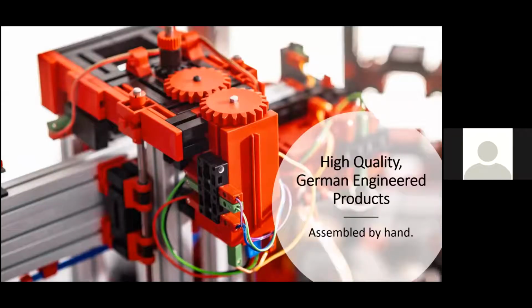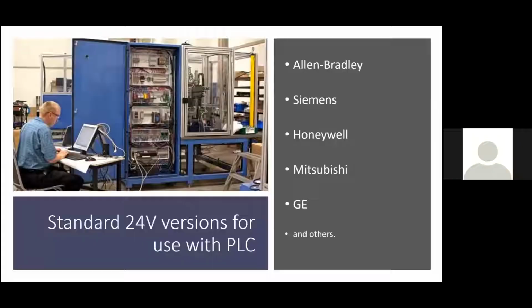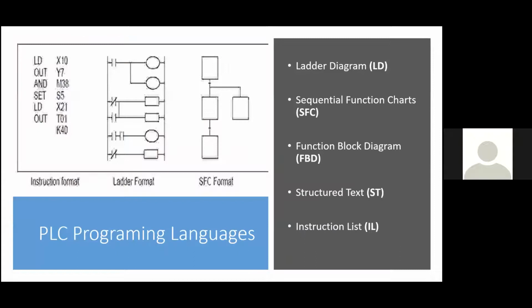Next advantage is quality. Each fischertechnik simulation model is a hand-assembled, high-quality German-made product. Each of these models is available in a 24-volt version designed for use with industry-standard PLCs. Now, it doesn't matter whether you use Allen Bradley controllers, if you prefer Siemens controllers, or if you would rather work with controllers from manufacturers such as Honeywell, Mitsubishi, General Electric, or of course many others. In any case, you can control these 24-volt versions with the PLC that you prefer.